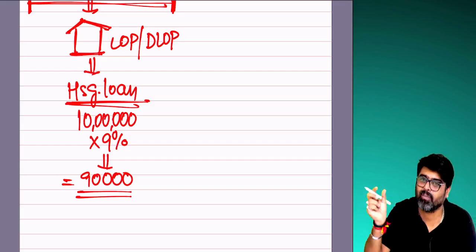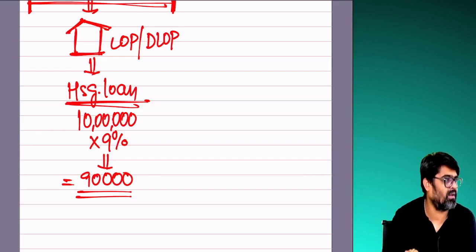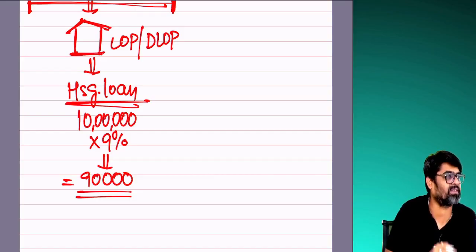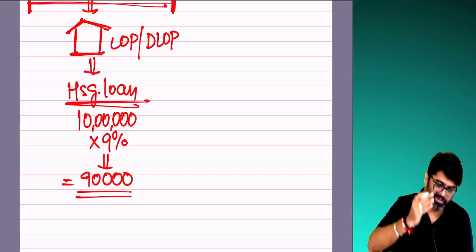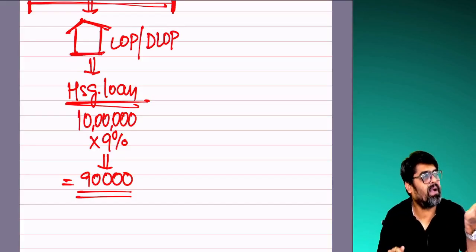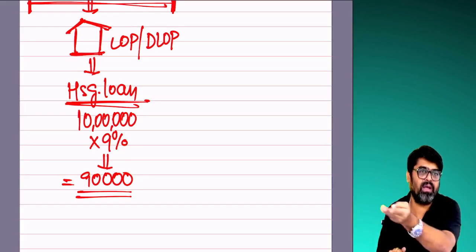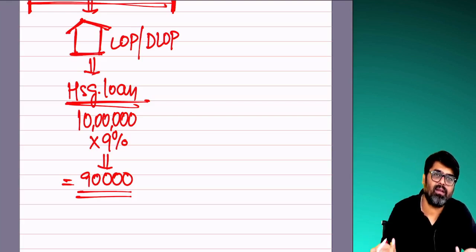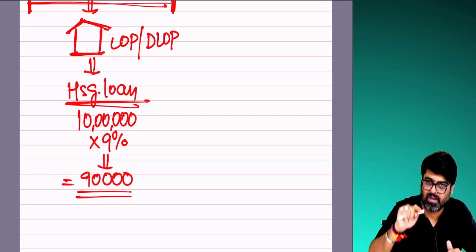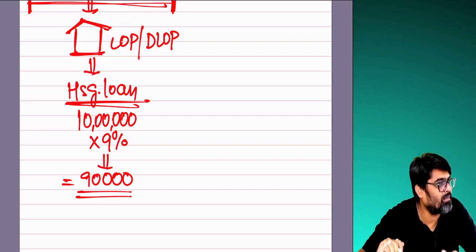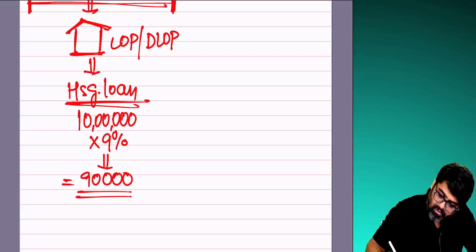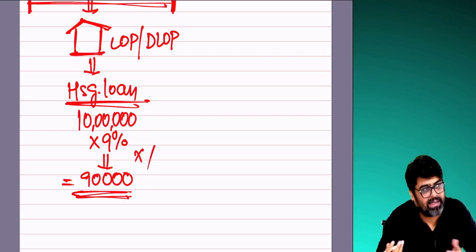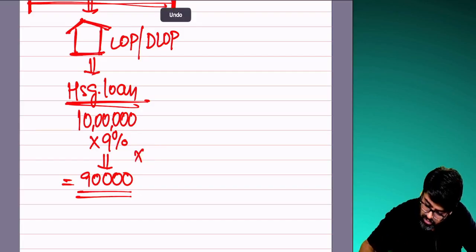You are calculating each month, so you are doing 1 by 12, 1 by 12, because that 9% is not a monthly rate of interest. That is the per annum rate. Getting my point? So every month you are calculating 7,500. Instead, calculate for the full year now. Into 12 by 12, instead of 1 by 12. 12 by 12 is nothing but 1, and if I multiply that also, I'll get 90,000. That's why I don't write that.